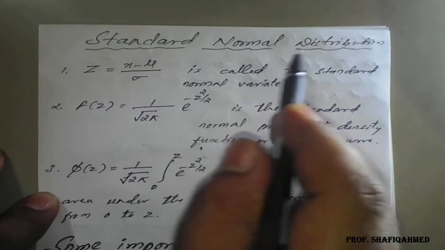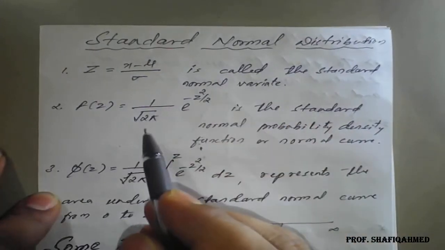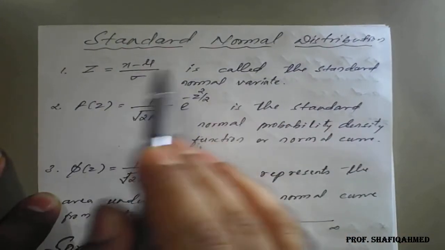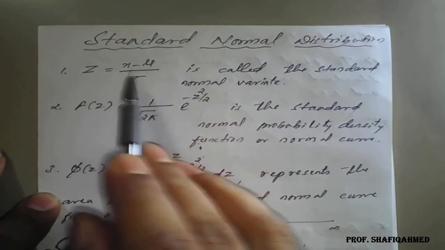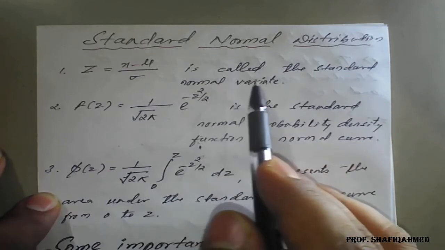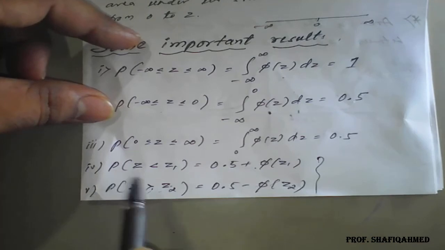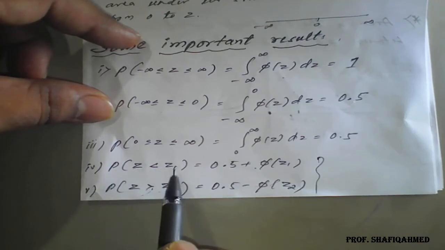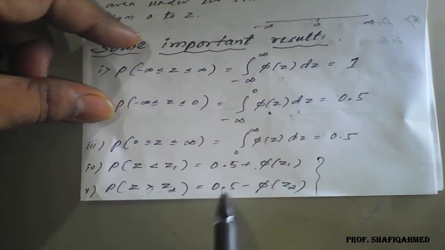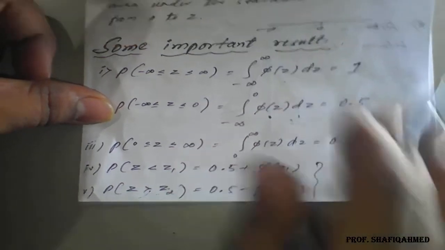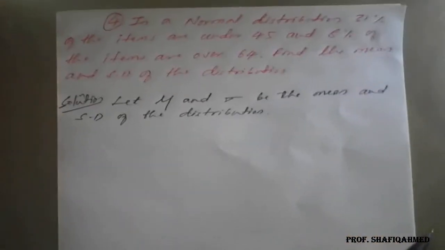A standard normal distribution. So again we'll continue with the examples. I just want to revise. We are going to use z = (x − μ)/σ, which is nothing but the standard normal variate. And again we'll go to the specific formulas. P(z < z1) is going to be 0.5 + φ(z1), and P(z > z2) is going to be 0.5 − φ(z2). So with the help of this, I will take the next question.